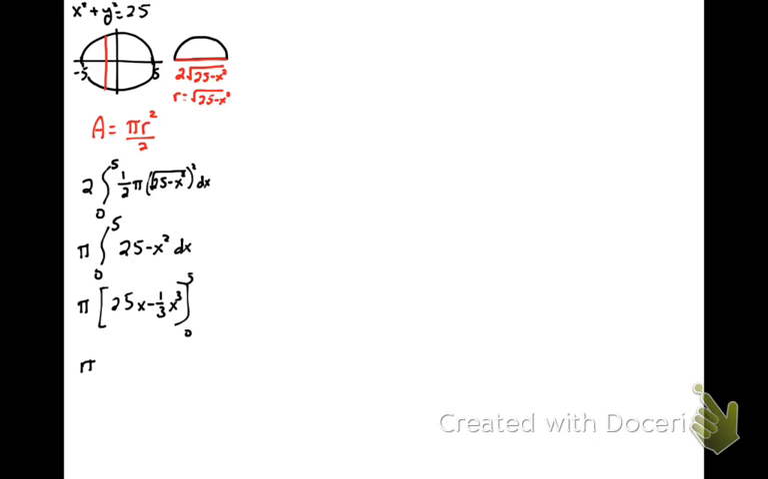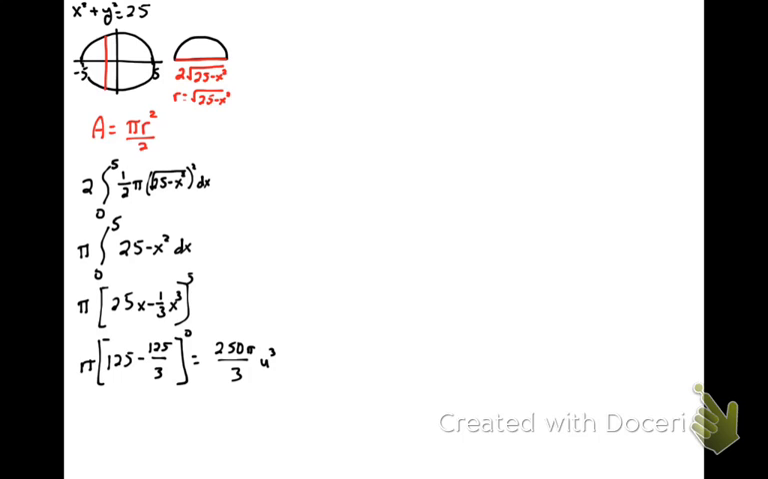When we plug 5 in, we get 125 minus 125 over 3. And cleaning that up a bit, since I'll have 2/3 of 125 left, that means there will be 250 pi over 3 units cubed for my volume.